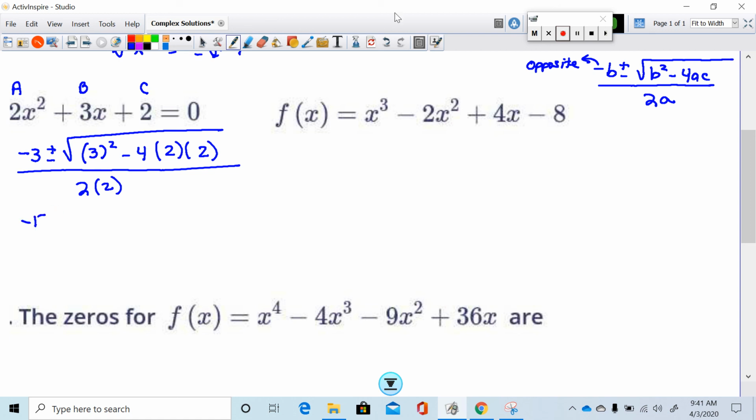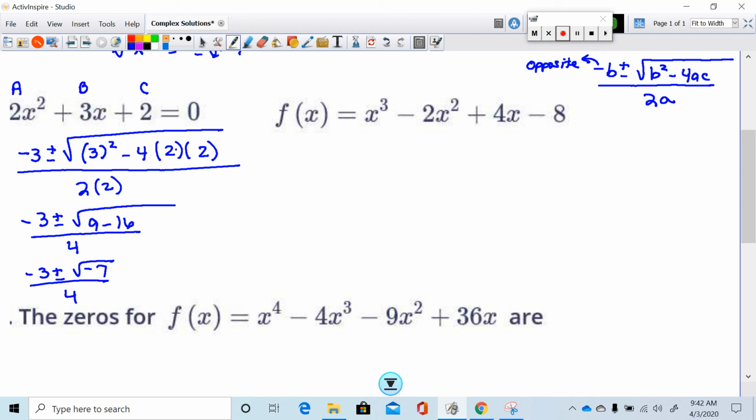So that's negative 3, sorry, I don't know why I wrote that. Negative 3 plus or minus the square root, okay, 3 squared, 3 times 3 is 9, minus 4 times 2 is 8, 8 times 2 is 16, all over 4. So that's negative 3 plus or minus the square root of negative 15. I'm sorry, that's not a 15. It's 16. Oh, I already have 16 down there. Negative 7. Sorry, can't subtract today.